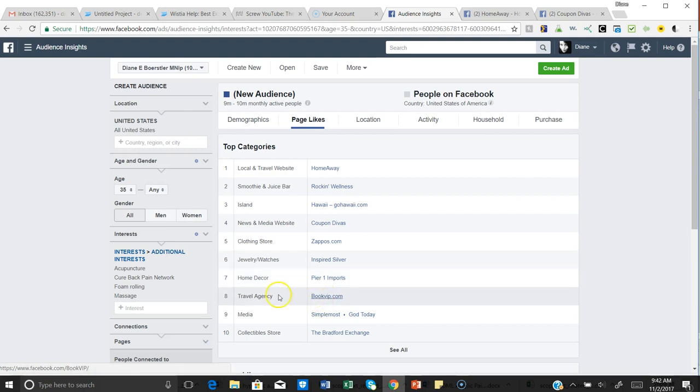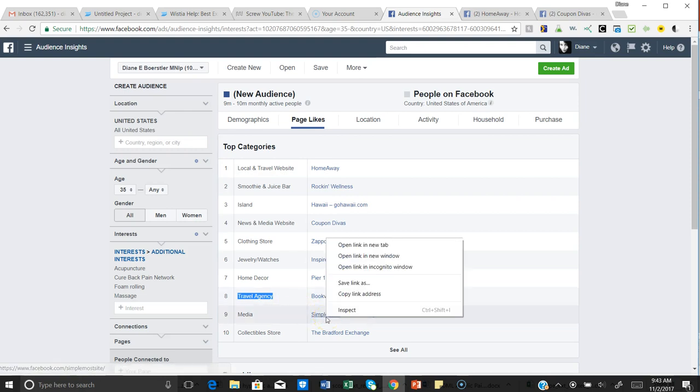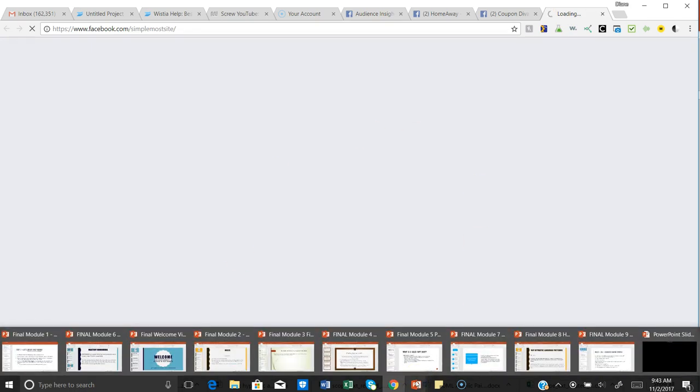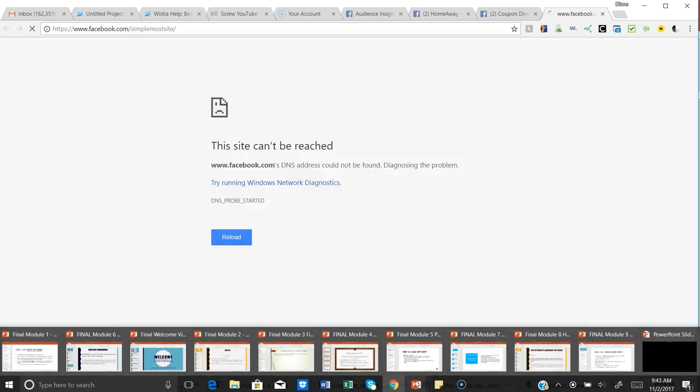Book VIP, again, a travel agency. They love to travel. Simple Most for media. We can go and see what that is. And again, you're going to look at and explore these pages based on your particular customers' interests and what you end up putting in for Facebook audience insights.